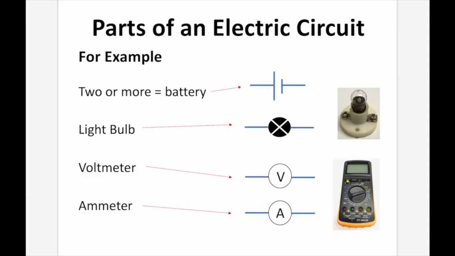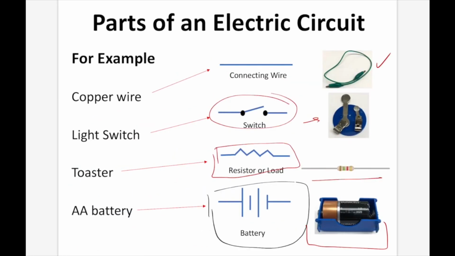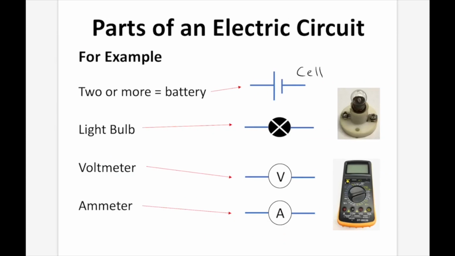Other things we have: cells. So a cell is similar to a battery. You can see our battery right here. It's very similar to our battery, except it only has one of these big guys and a small guy. A light bulb. Now I typically draw it simply as an X, just for ease of drawing, and it stands out easier. We have a voltmeter and we have an ammeter. Now this guy right here is actually called a multimeter, and it will measure both voltage and amps.